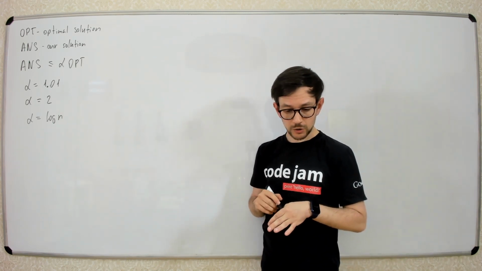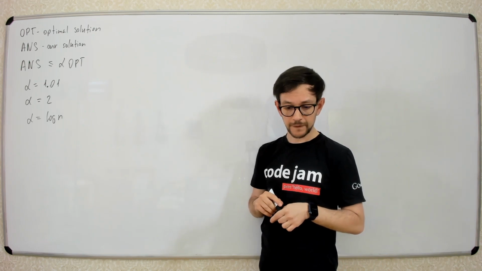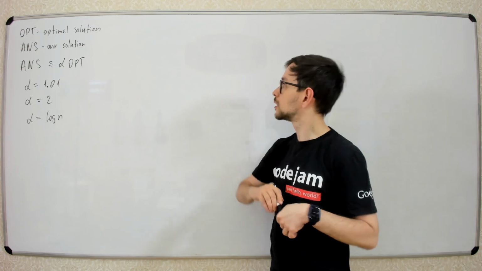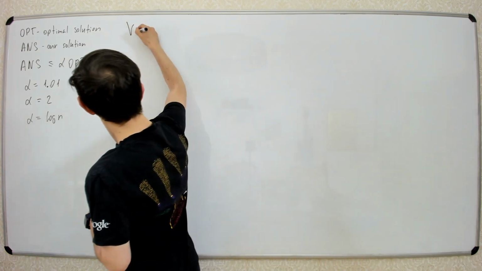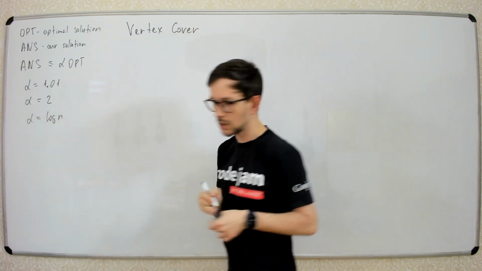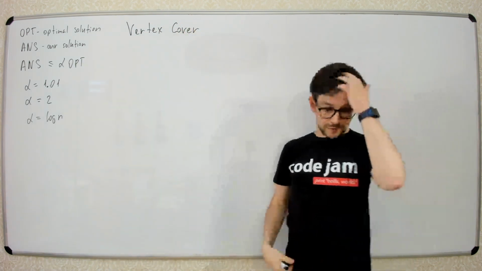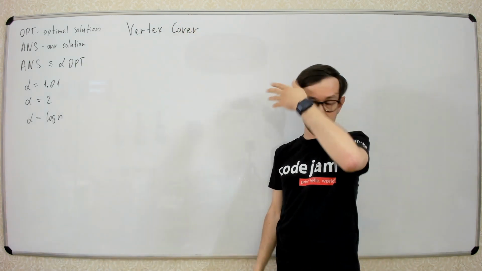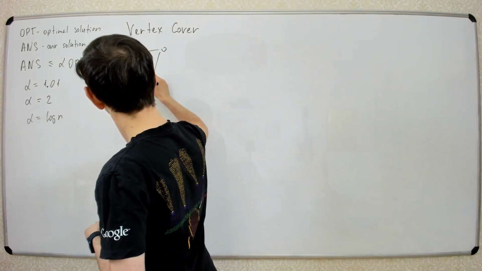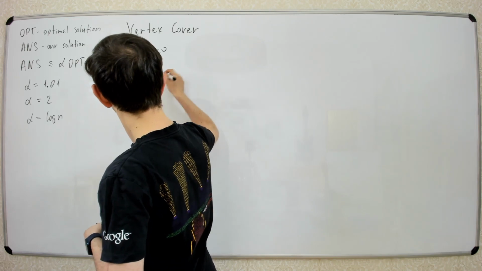Well, let's start with something simple. Let's solve the vertex cover problem. So what's happening in the vertex cover problem? In the vertex cover problem, you have some graph. Let's build some graph. Something like that.